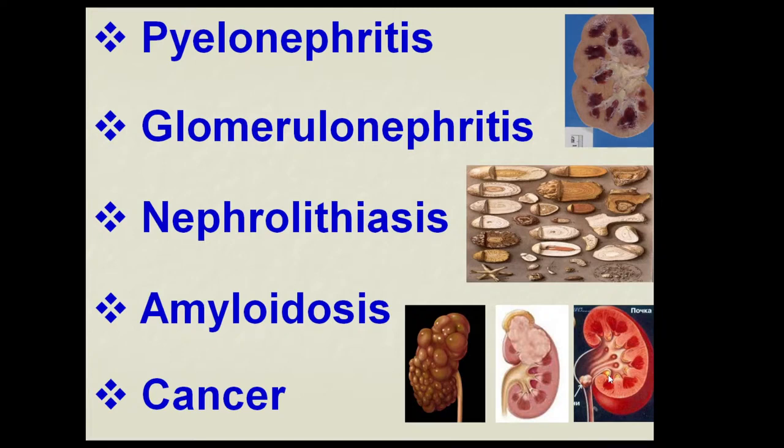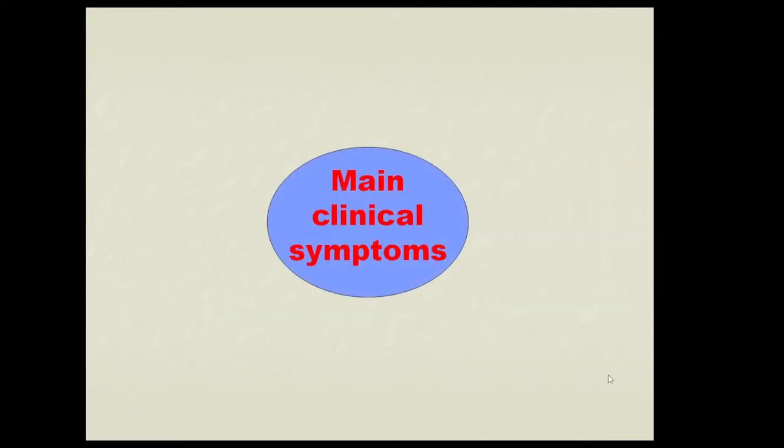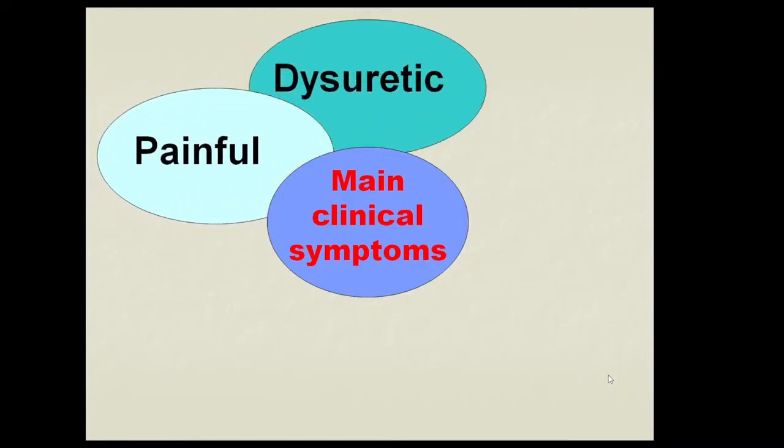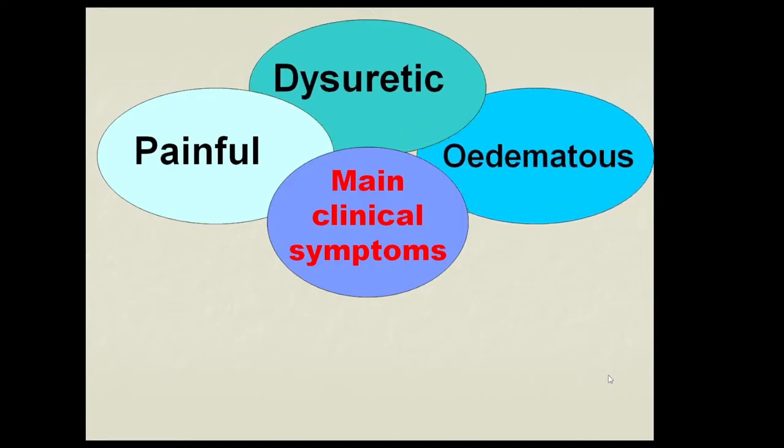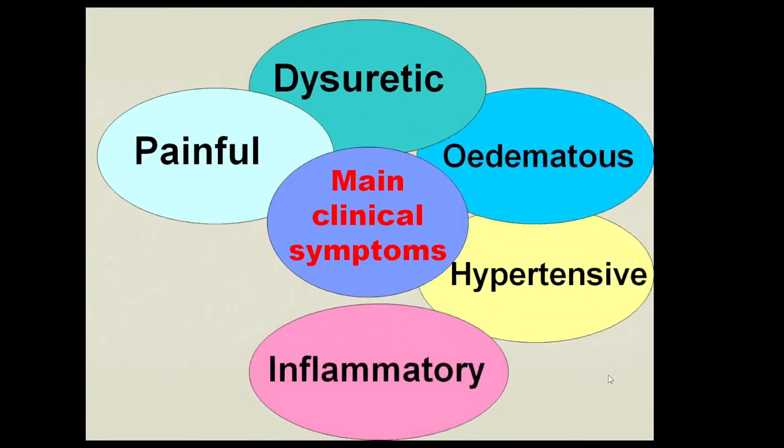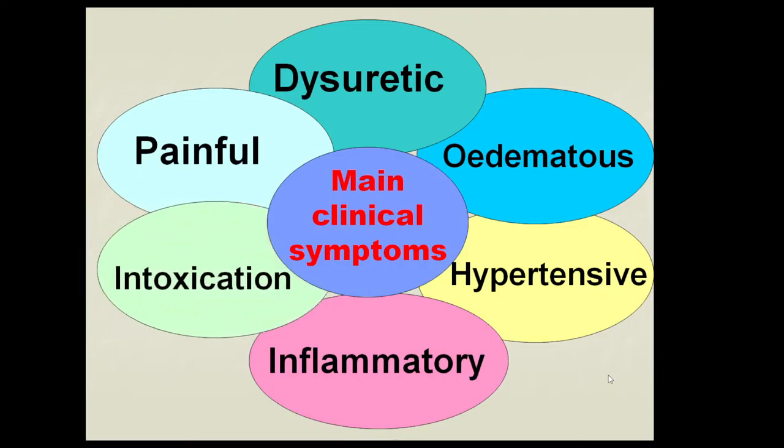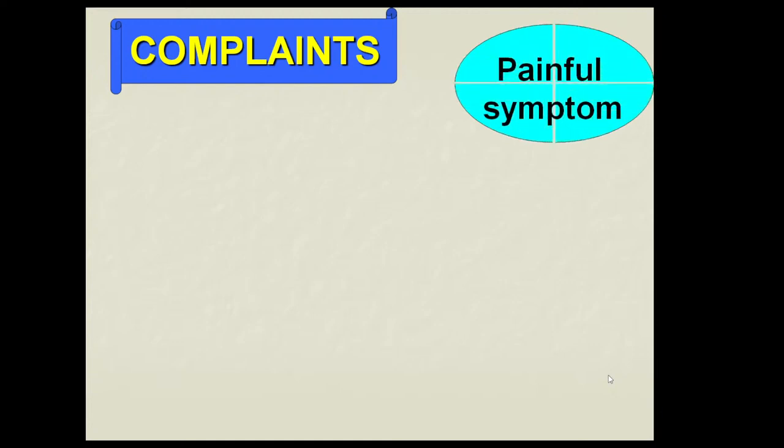Now, if you are oriented in the main pathology of the kidney, we will examine patients with kidney diseases according to plan. First of all, we will distinguish the main clinical symptoms which may be revealed in a patient with kidney diseases. There are painful, diuretic, edematous, hypertensive, inflammatory and intoxication symptoms. We'll start with the characteristic of pain.